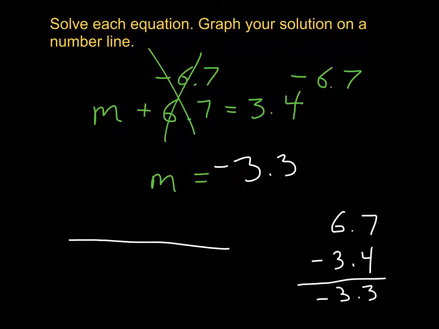Now if I were to graph that on a number line, I'd have 0, I'd have negative 3, and I'd have negative 4, and 3.3 is going to be closer to the middle, but still on the negative 3 end. So I would do just like that, negative 3.3.